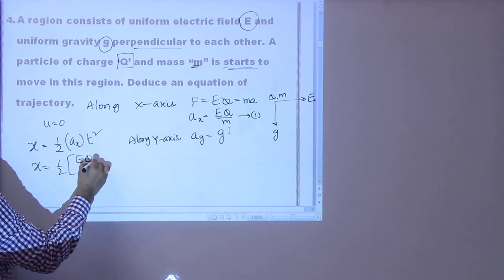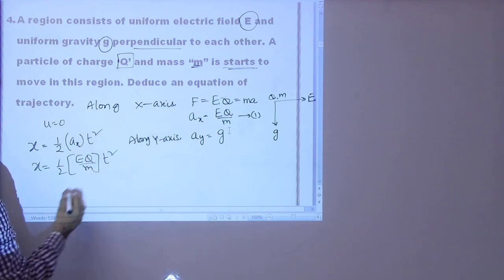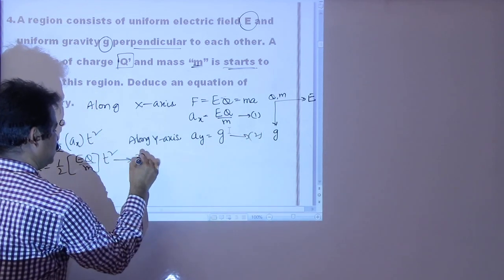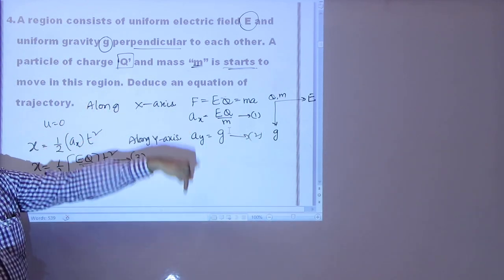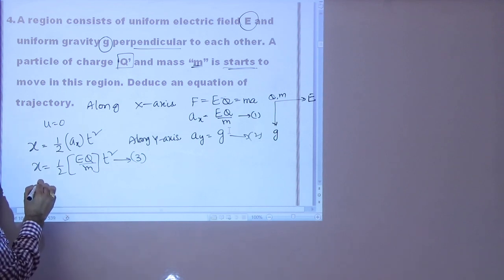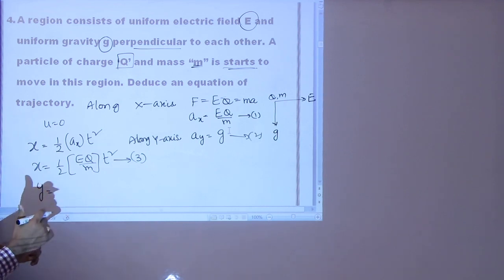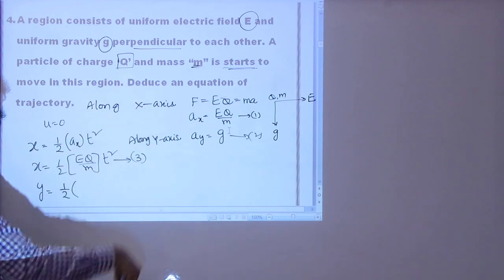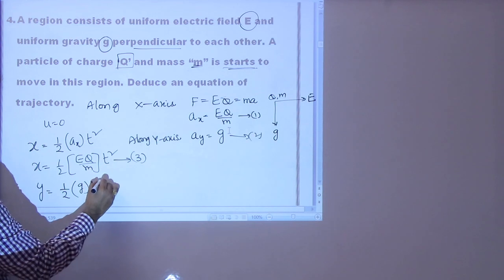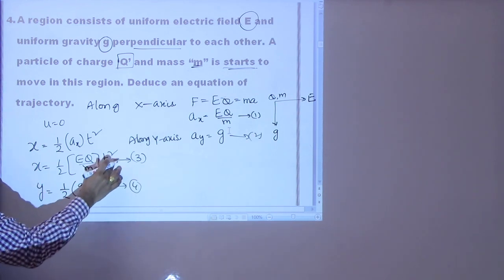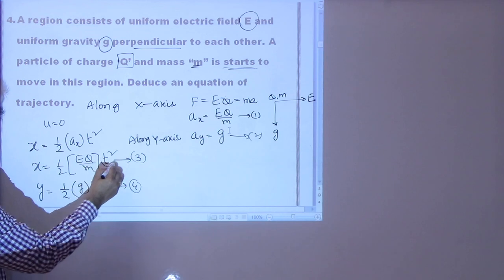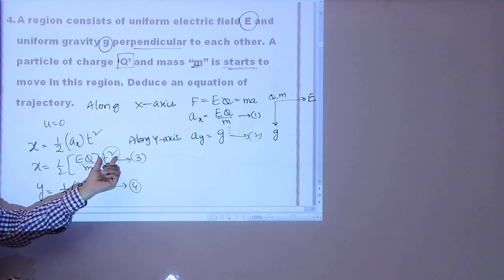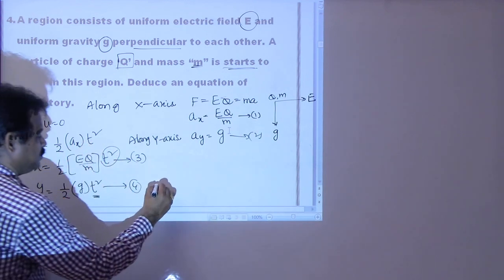So x is equal to half, this is EQ by m into t square. This I will take as equation 2, and this is 3. But along the y-axis it also has a displacement, so I will write y is equal to ut plus half a t square. As the initial velocity is 0, directly I can write half, along the y-axis the acceleration is g, t square. This is equation 4. From 3 and 4 you can see, in place of t square you can write 2xm by EQ. So substitute the t square value here.